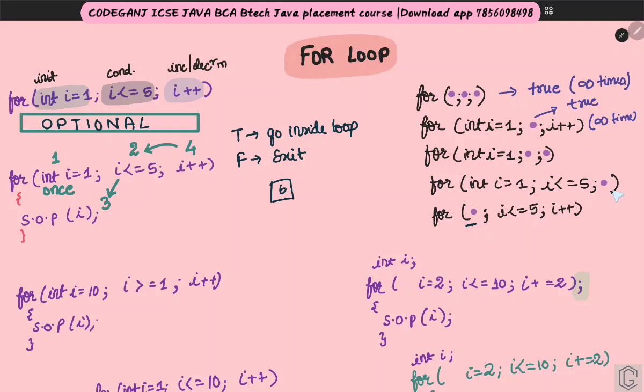This also same, this will also run infinite times. Why? Because I is equals to 1, I less than equals to 5, and there is no increment decrement. So I will always be 1, and the I value will always be less than 5. So again, infinite times.